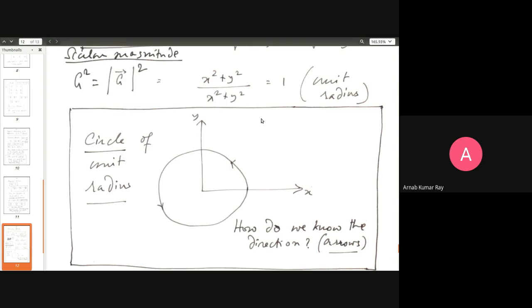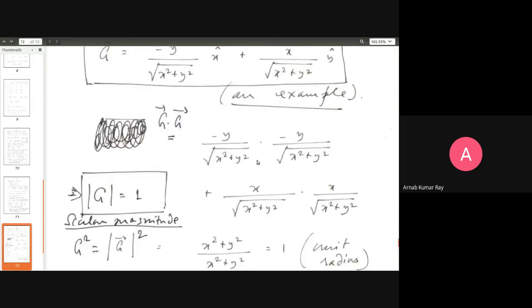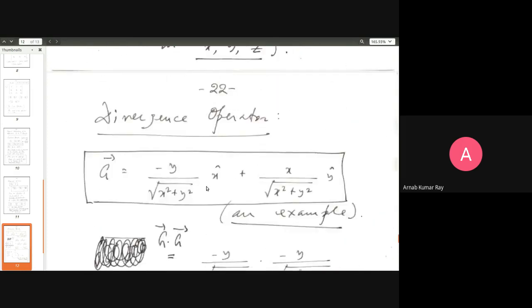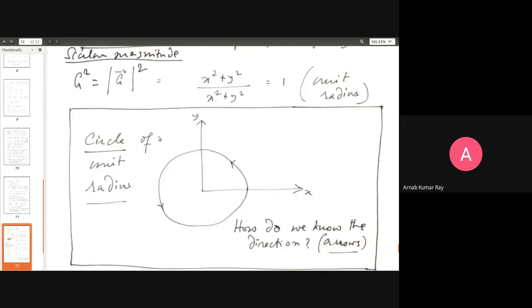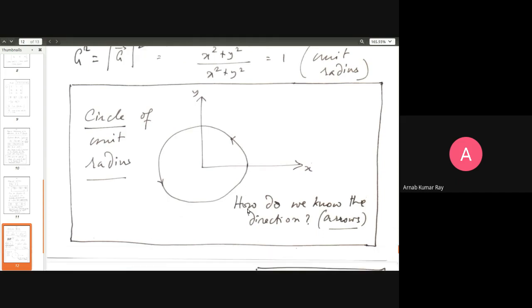So let us try to see. What you have got over here is actually a circle vector. A circle. You've got y, you've got x, it has a magnitude of 1, and I'm showing that the arrow is going in the anti-clockwise direction. If it had gone this way, that would have been clockwise, but here we are going in the anti-clockwise direction. How can we say that?